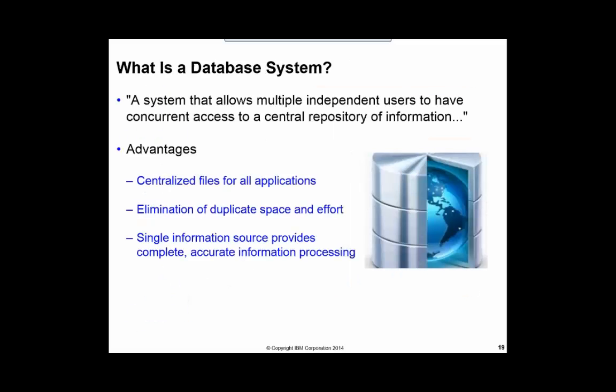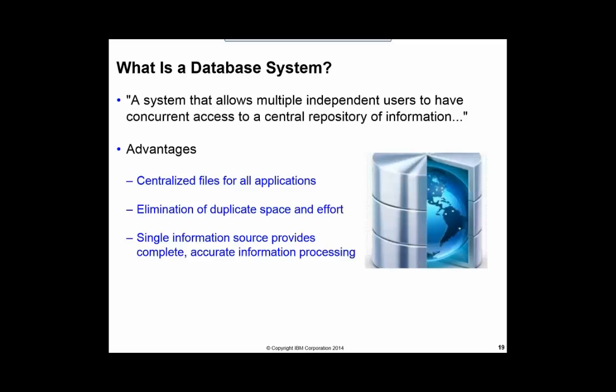IMS is also a database system, and so a few words about a database system. By now, I think nowadays everybody knows what a database system is, but in the 60s and 70s, this was a new thing. And I think a very nice, concise, simple definition of what a database system is, it's a system that allows multiple independent users to have concurrent access to a central repository of information. That's it. Very simple. One central repository of information, one place where you know the data resides, where you know the data has integrity, and everybody can access it at the same time.